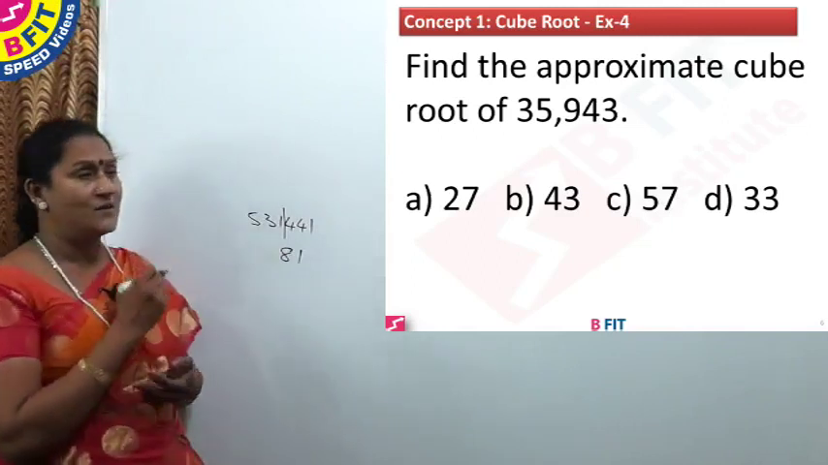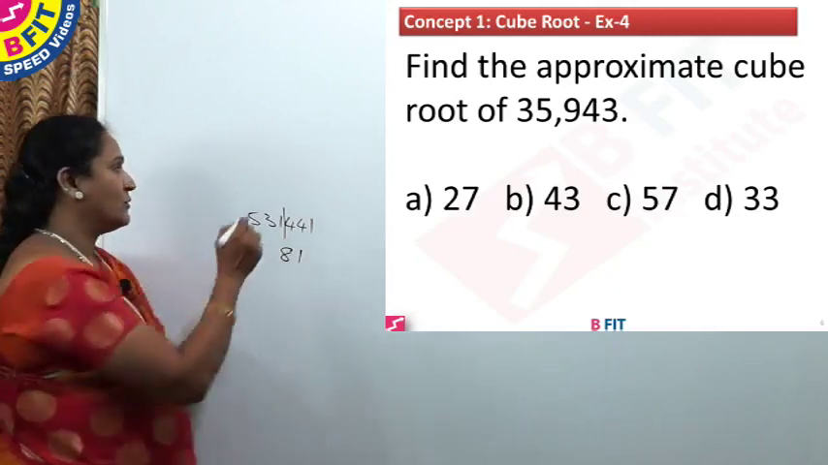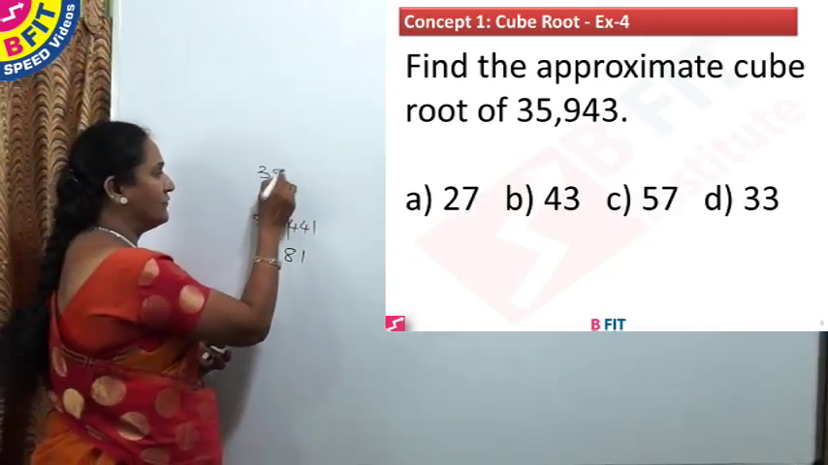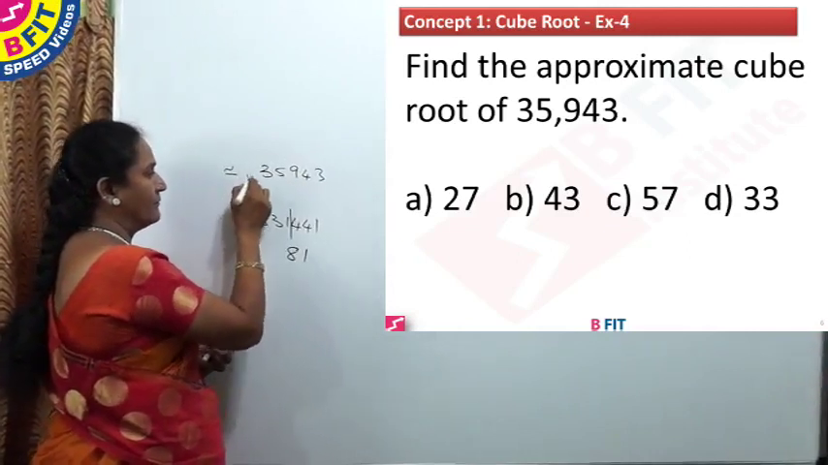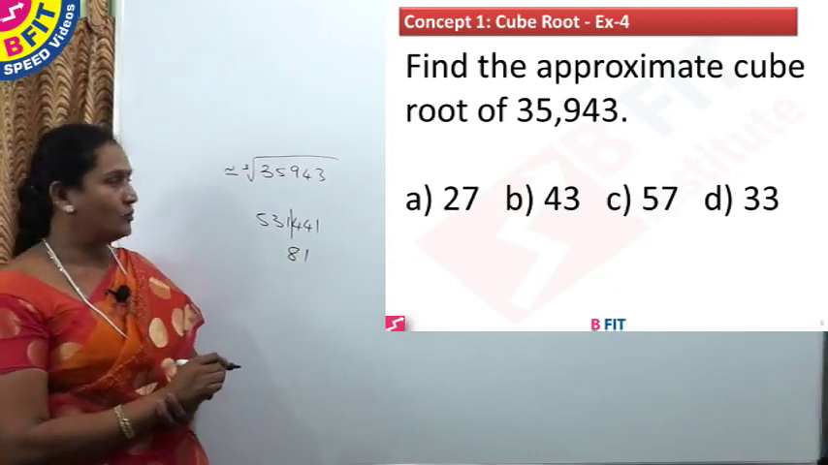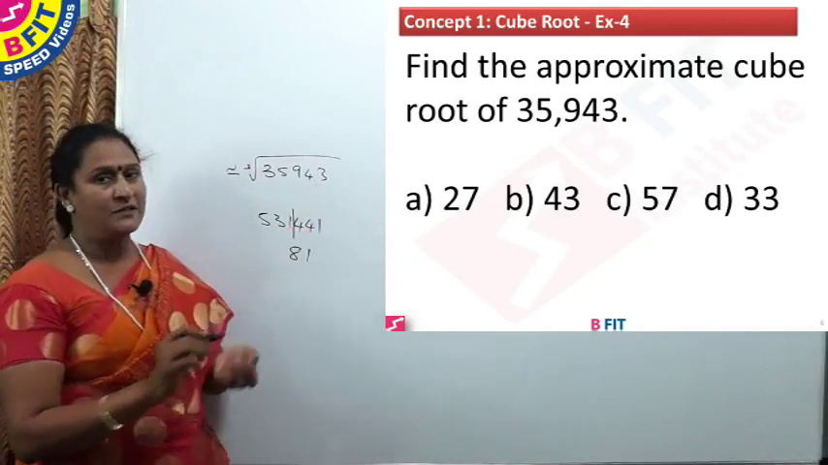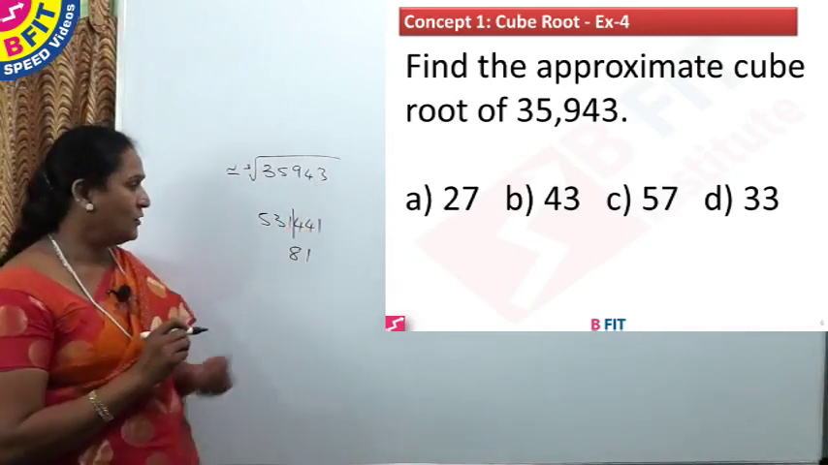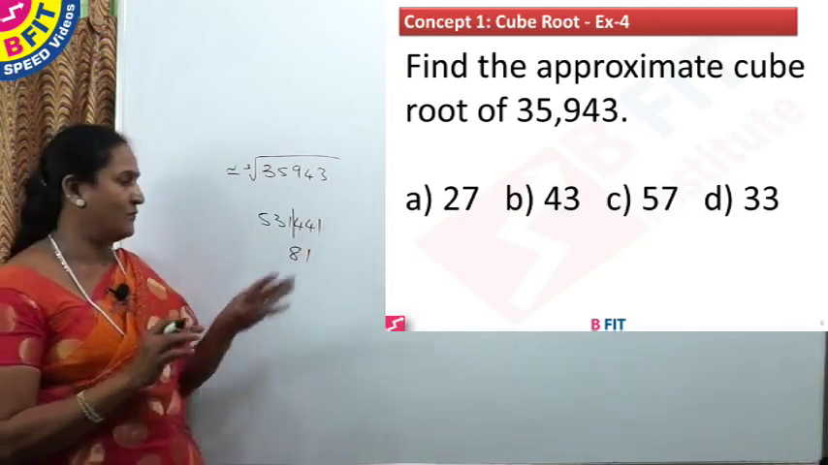But in this question, they have asked what is the approximate cube root. So what is the number given? It is 35,943. Whenever they say approximate cube root, it is still simpler to find the answer. So the unit place will not tally. Please note that only if it is a perfect cube, the unit place will tally. That is, 1 means 1.